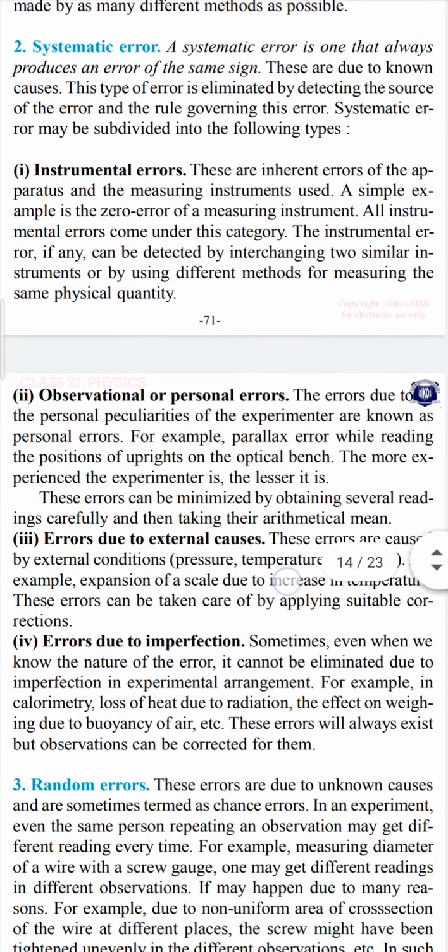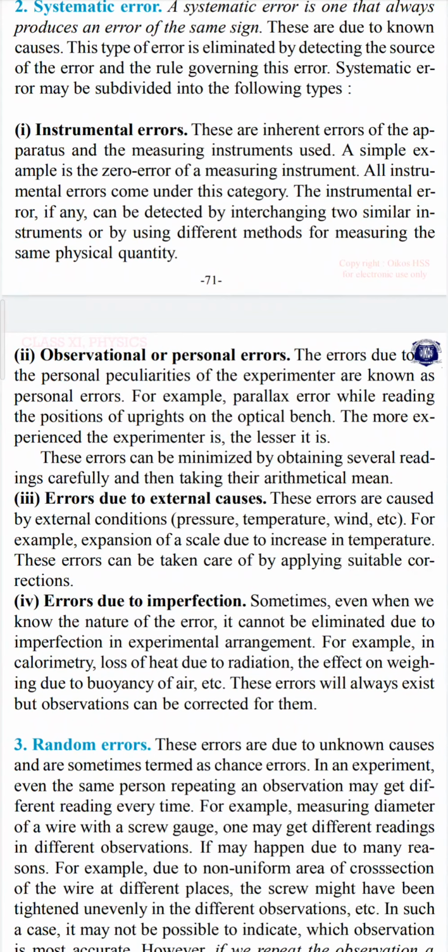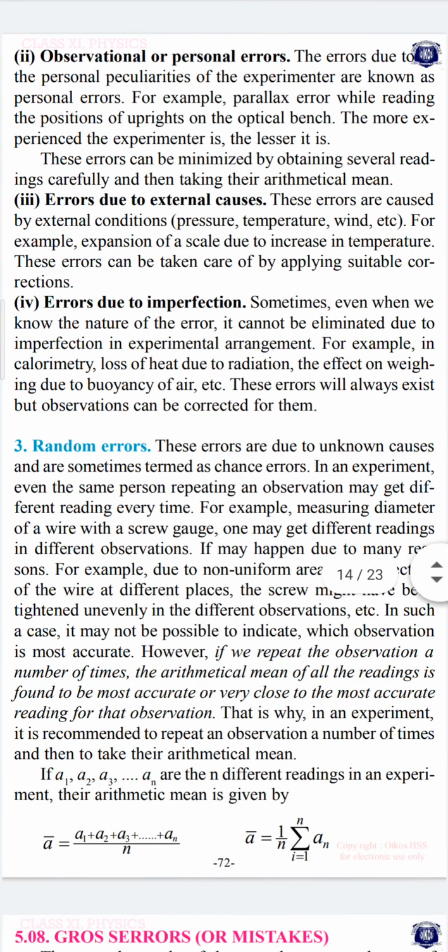2. Observational or personal errors. The errors due to the personal peculiarities of the experimenter are known as personal errors. For example, parallax error while reading the positions of uprights on the optical bench. The more experienced the experimenter is, the lesser it is. These errors can be minimized by obtaining several readings carefully and then taking their arithmetical mean. 3. Errors due to external causes. These errors are caused by external conditions, pressure, temperature, wind, etc. For example, expansion of a scale due to increase in temperature. These errors can be taken care of by applying suitable corrections.